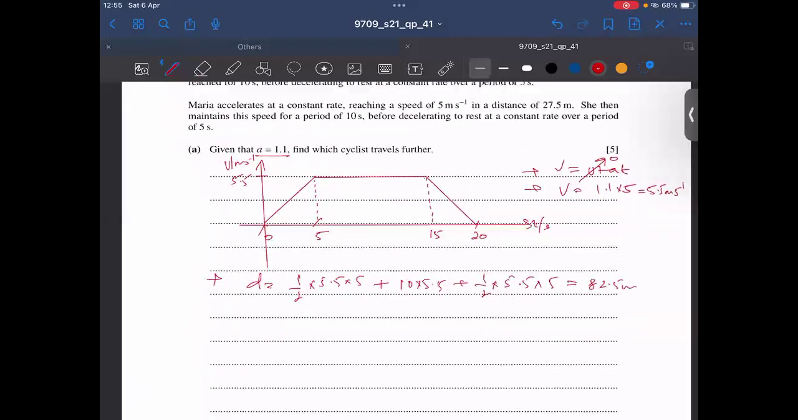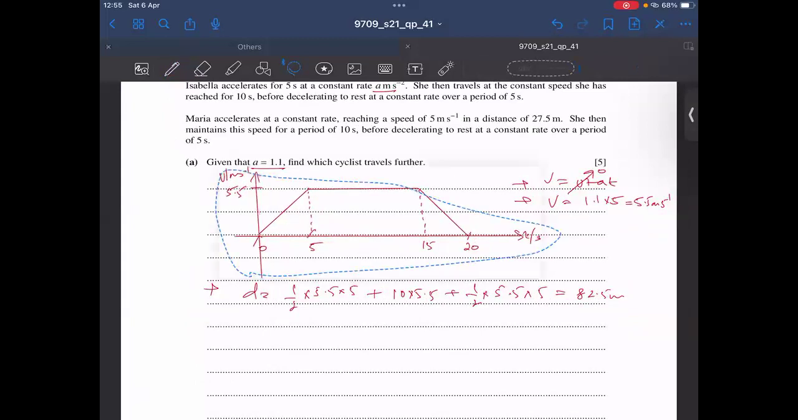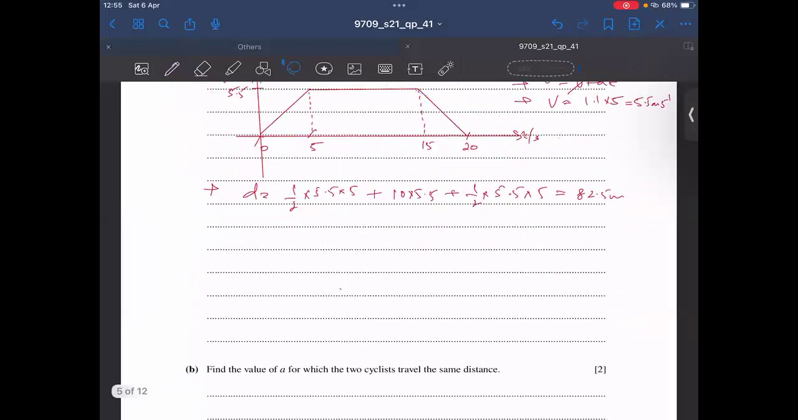And what about Maria? I'm just going to copy this graph. Let me redraw it over here. Aisha, is that clear to you till now? Yes, sir.